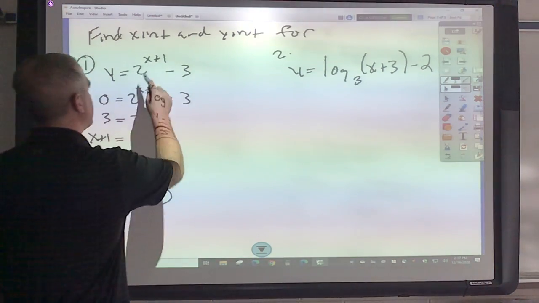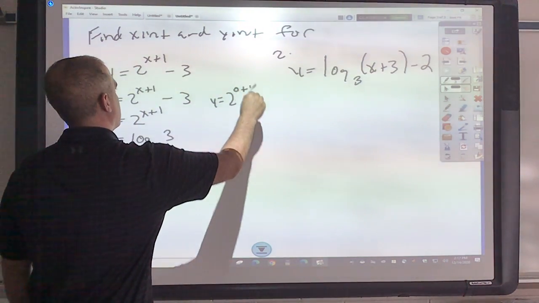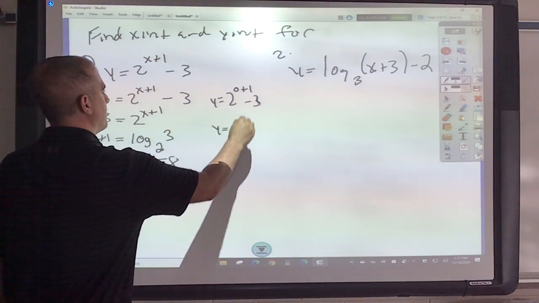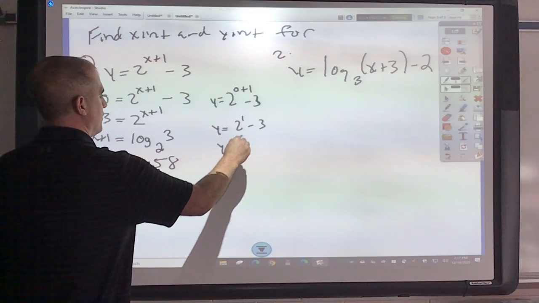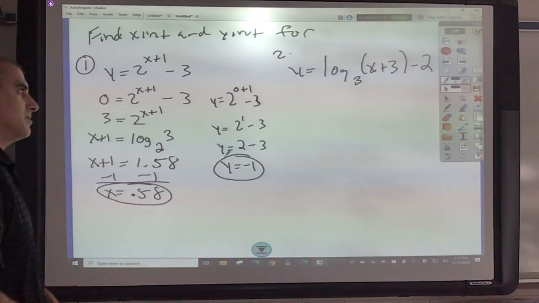All right, the y-intercept, I'm going to put 0 in for x. It's going to be 2 to the first minus 3. Well, 2 to the first is just going to be 2. Minus 3 would be negative 1. So that's the y-intercept.